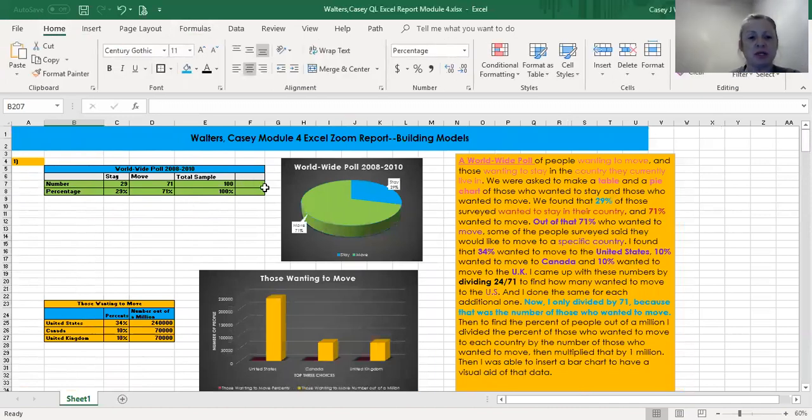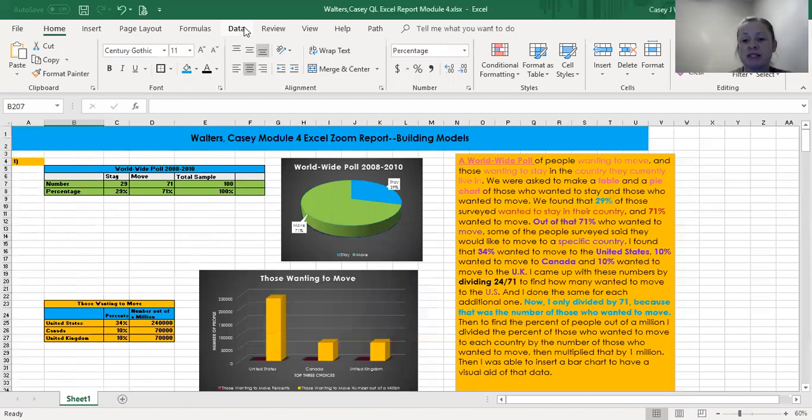Okay, so back to what we're doing. Like I said, we are on Module 4, and this is my Excel Zoom report, and we are on building blocks. A worldwide poll of people wanting to move and those wanting to stay in the country they currently live in. We were asked to make a table and a pie chart of those who wanted to stay and those who wanted to move. We found that 29% of those surveyed wanted to stay in their country and 71% wanted to move.